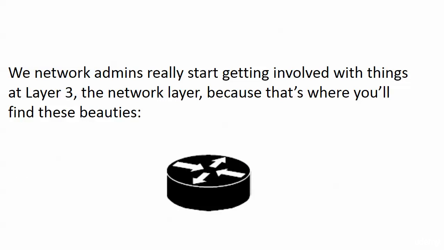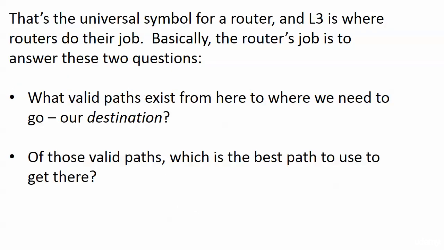And we're going to be working with this beauty a lot, because this is where you and I, as those network admins, really start getting involved with things, because we're now at layer 3, the network layer, and that's where we find this little round cylinder type thing with 4 arrows on top, and that is the universal symbol for a router. For those of you new to Cisco exams, you would be expected to know what that is from sight if they gave you a diagram.